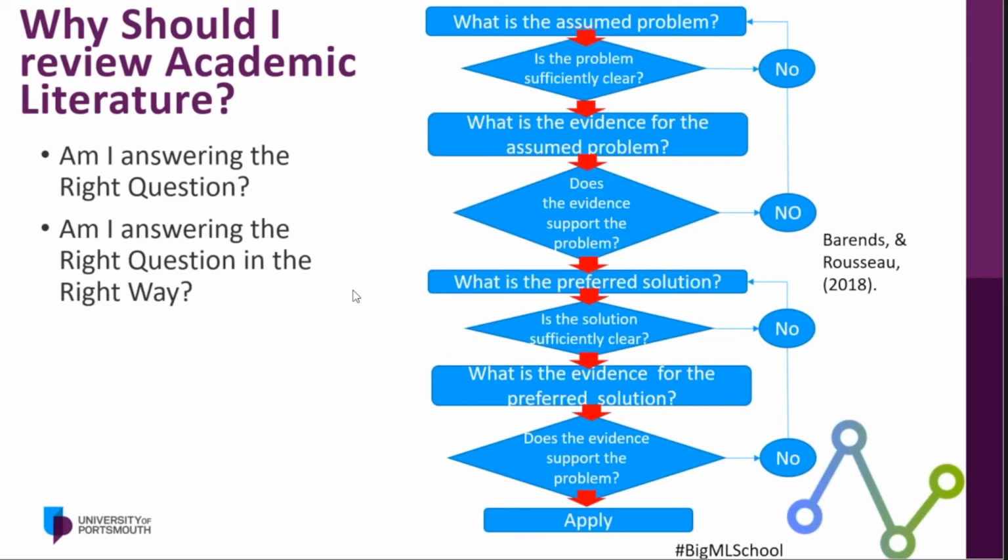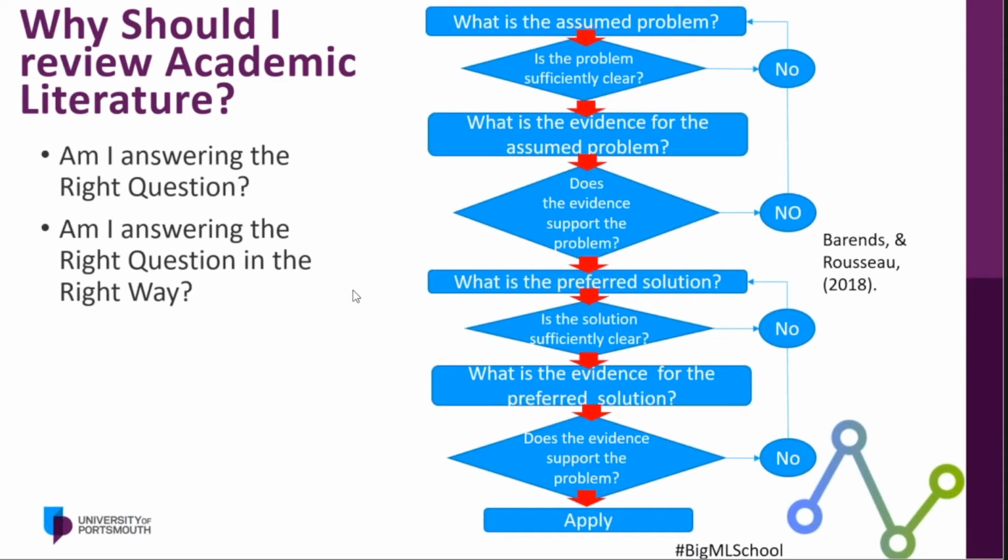Now, for most of us, including myself, if you look at the flowchart off to your right, we tend to start somewhere in the middle. What is the preferred solution? Because we see something that sparked our interest, we go on BigML, we see a use case, we go online, we see somebody else has done something, and then we apply the solution to the problem we think we have.